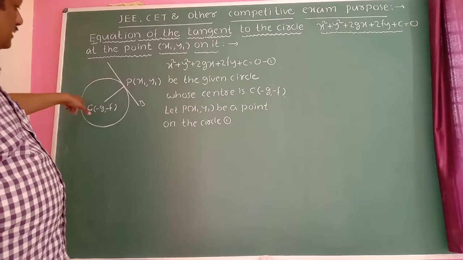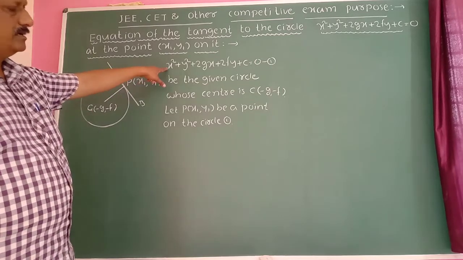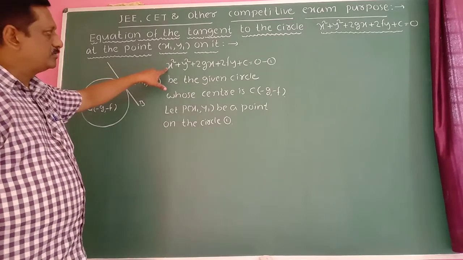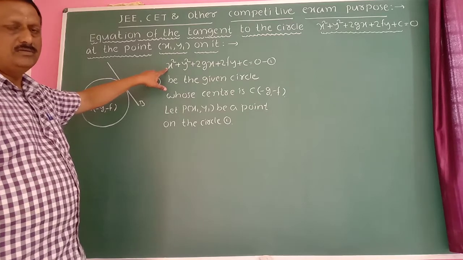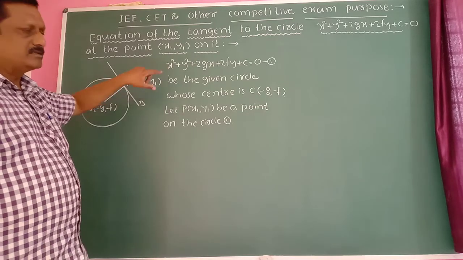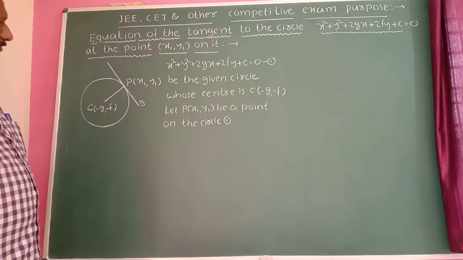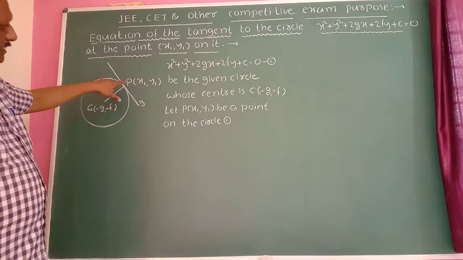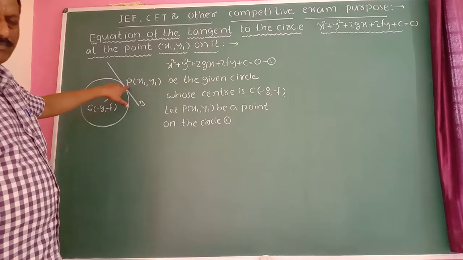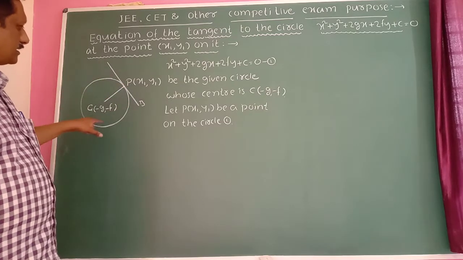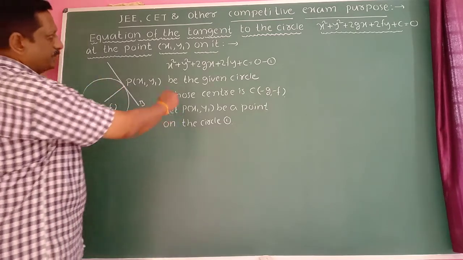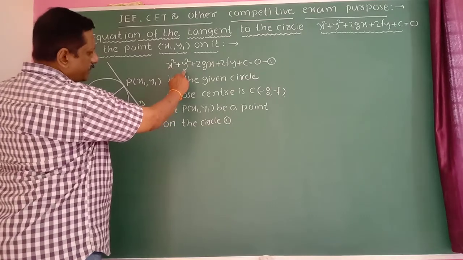Consider this is a circle here. The equation is x square plus y square plus 2gx plus 2fy plus c equal to 0. If this is a circle, then obviously the center is (minus g, minus f). And P (x1, y1) is a point that lies on this circle. That's why we can replace x by x1 and y by y1 here.